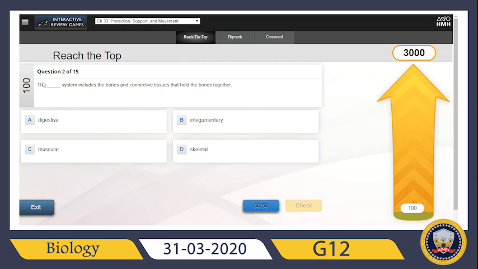Next one. The blank system includes the bones and connective tissue that hold the bones together. So bones and connective tissue. So it's what? Integumentary, skeletal, muscular, digestive. Is it the skeletal? Check. Correct. Continue.